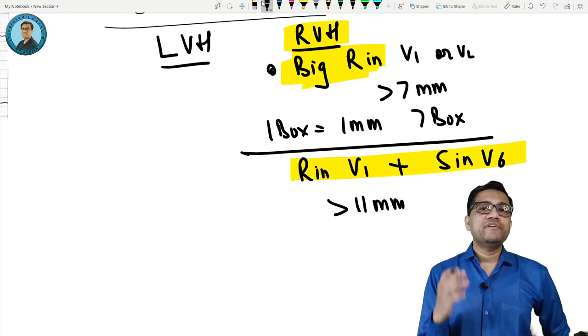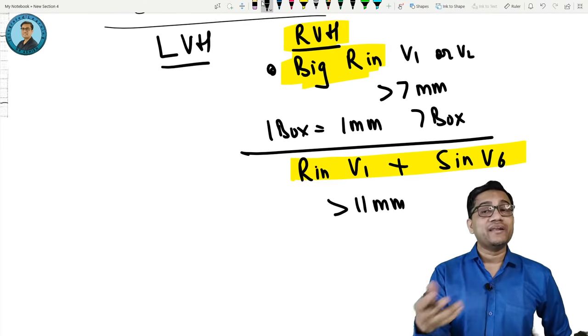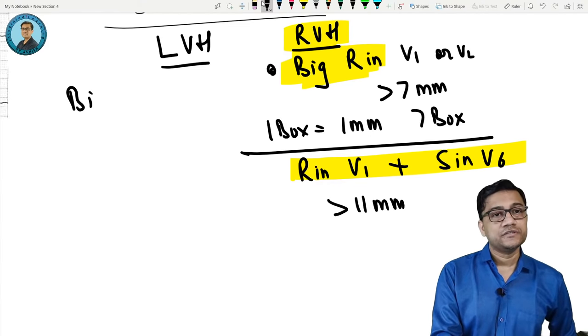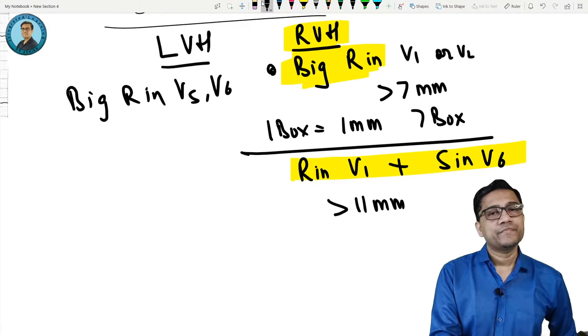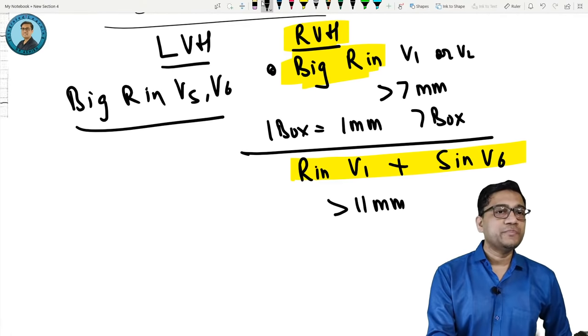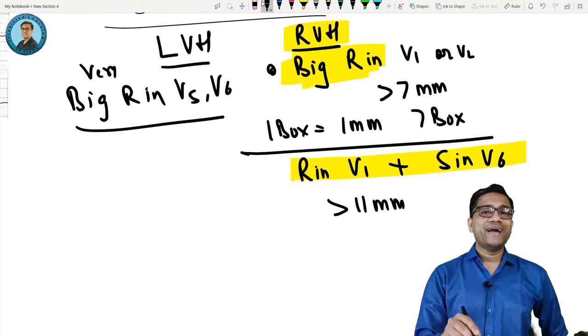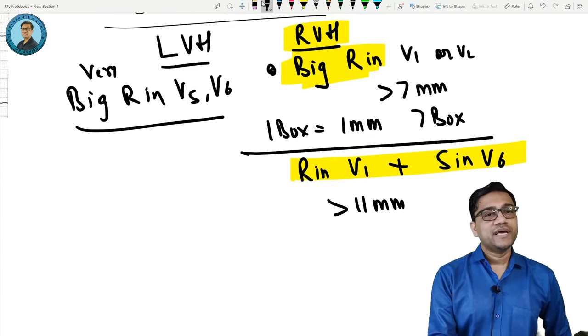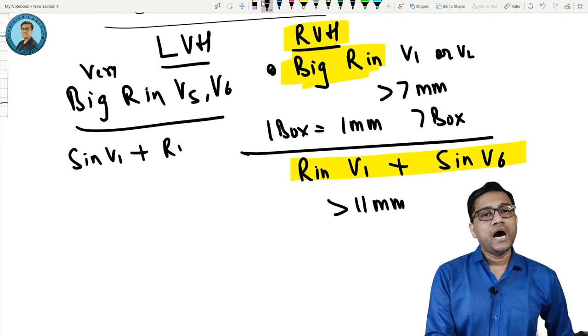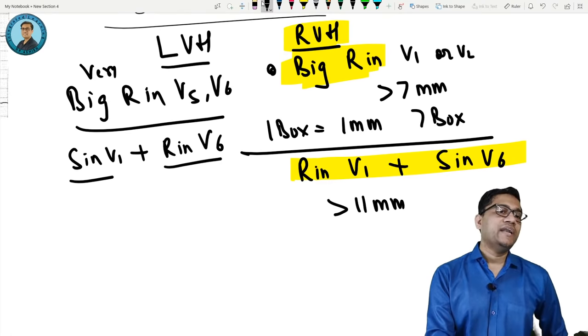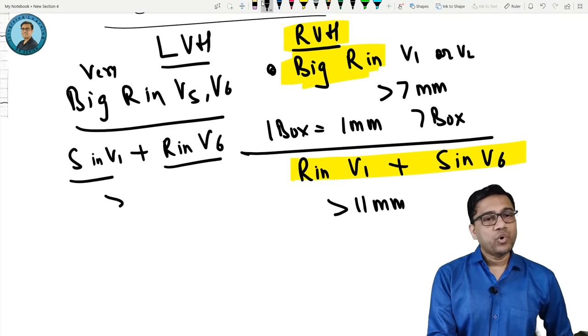And for left, the same thing is applicable. You will get very, very big R in V5, V6. Are you clear? Very big, not just big. And what is the calculation? We do it in reverse: S in V1 plus R in V6. We will take R in V6 and the biggest S wave. So the sum should be more than 35 millimeters.